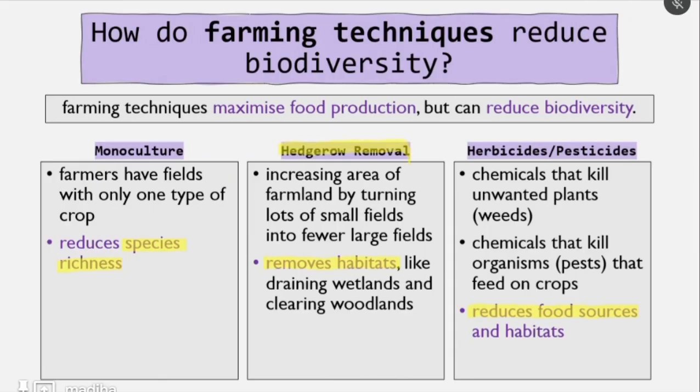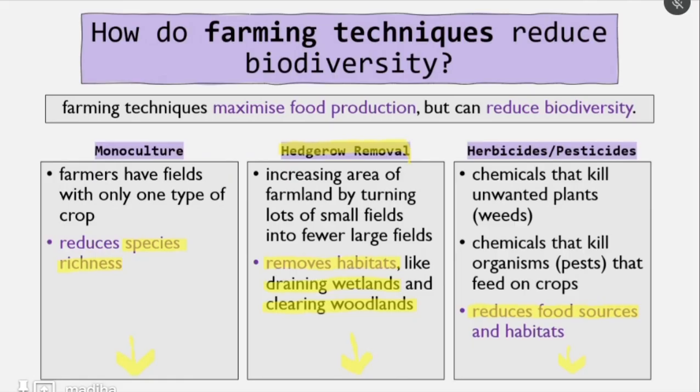I've included here draining wetlands and clearing woodlands. These are all valid examples. I've just chosen these because we're specifically talking about these 3 consequences: reducing food sources, removing habitats, and reducing the variety of species within that area, so species richness. Okay, so that's farming techniques.